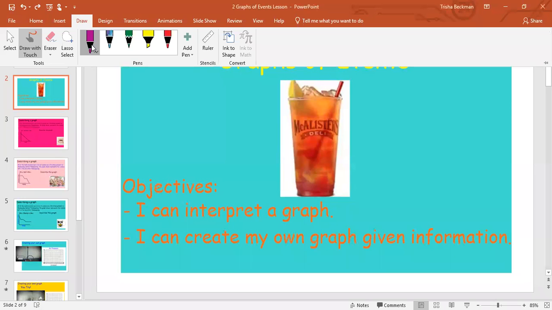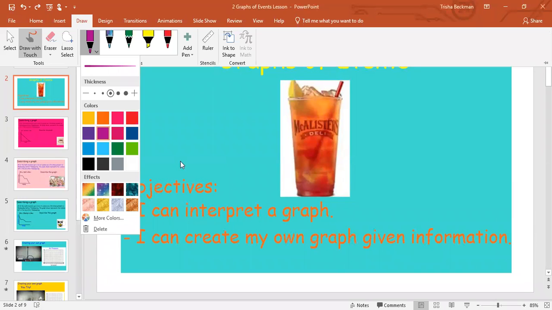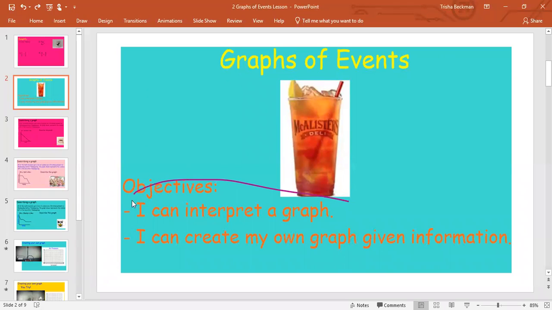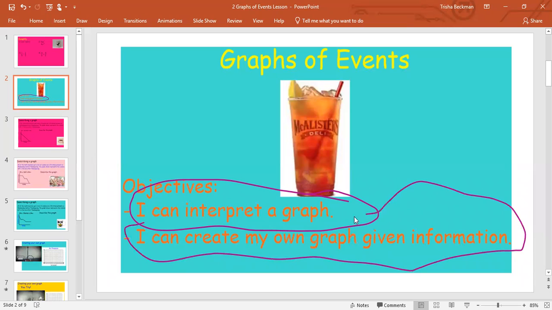All right, we're going to focus on two things today with graphs of events. The first thing being that you can interpret a graph. In other words, if I give you a graph, can you figure out what's going on in real life based upon that graph? And the second thing is, if I give you a situation or some information, in today's lesson I'm actually going to give you a video. Can you create your own graph based upon that video? So those are the two things that we're working on today.